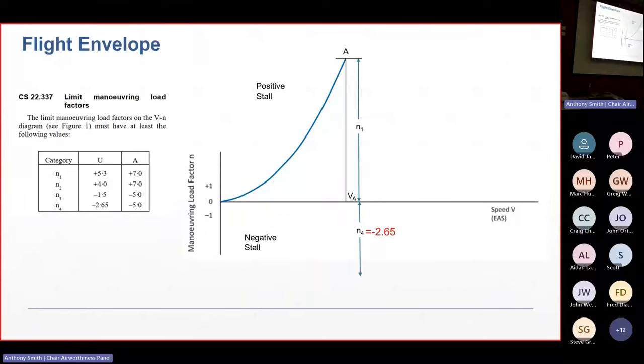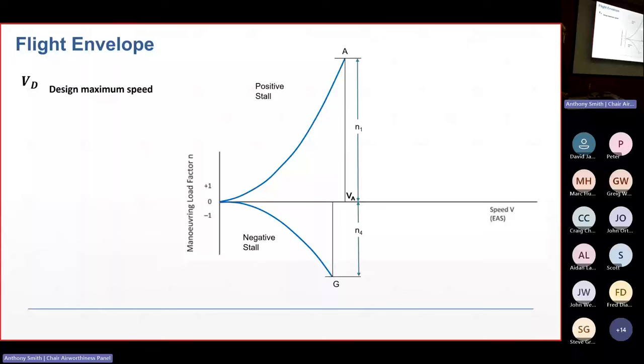Let's first look at the negative side. Sorry, let's go negative first. The same in any flight, you can push the stick hard forward. And the requirement says it must be minus 2.65. So at the negative stall, minus 2.65, this is what you have to design towards. Not that any glider pilot pushes the stick forward, but you have to be able to take those loads. If the guy pushes full forward, you don't break the wings in a negative configuration.